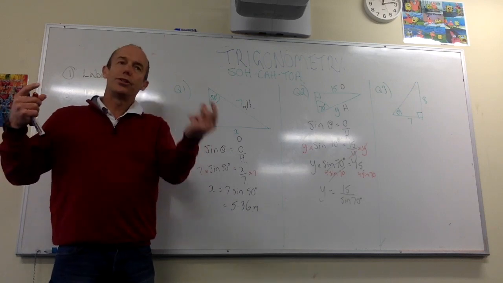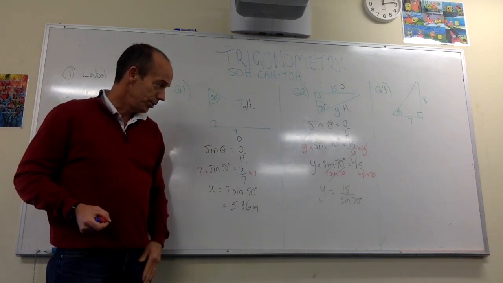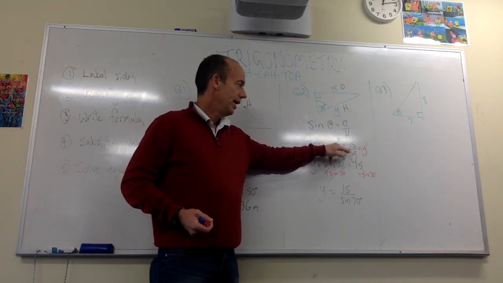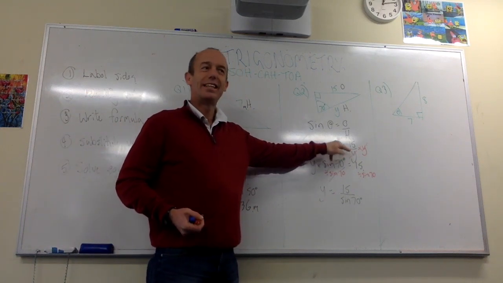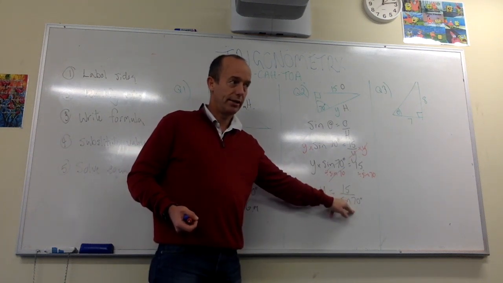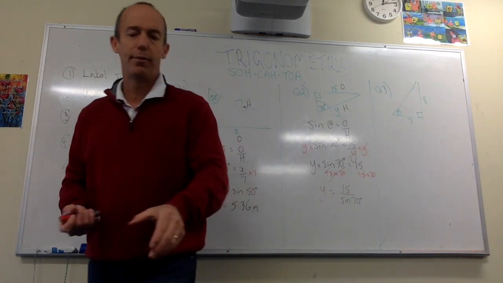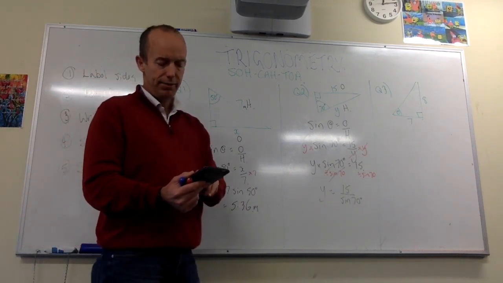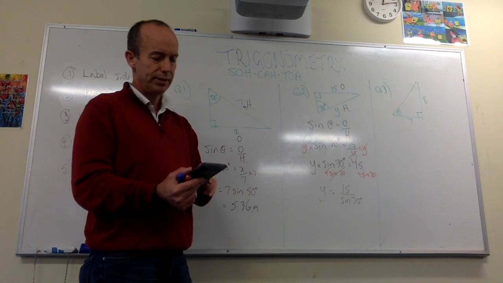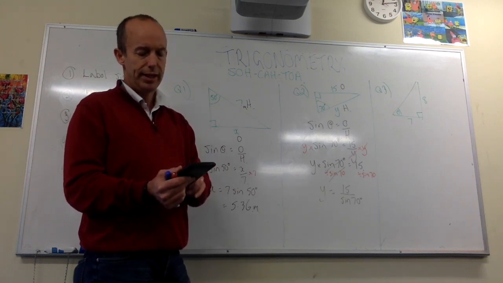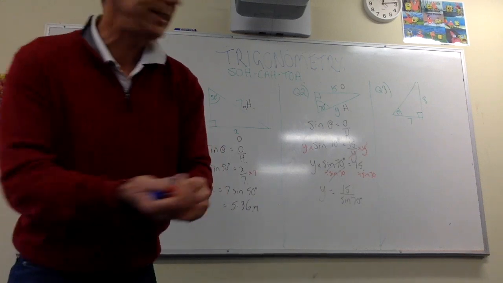So you might want to do it using your algebra skills, or if you struggle with that, if the thing that we're trying to find is in the denominator, we end up dividing by sine, cos or tan. Okay, that's the other way we can remember it. So I put this into my calculator, 15 divided by sine 70 degrees, and I get 15.96.